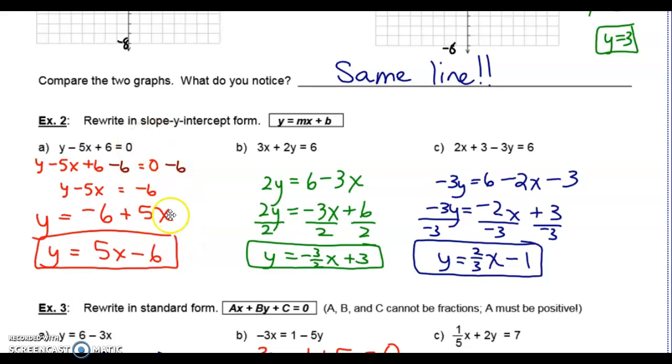Again, these are equivalent. If I were to make a table of values, use the slope, or use both my intercepts and graph, I'd end up with the exact same line.